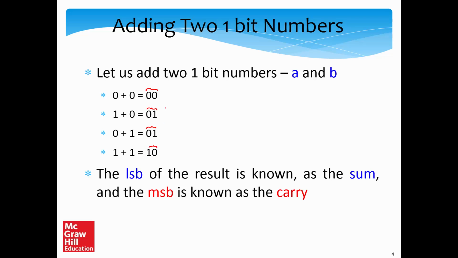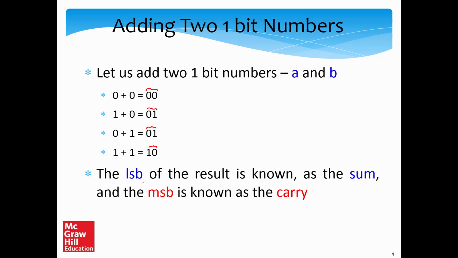So what we see is that for the first 3 results, 1 bit is sufficient. For the last result, we need 2 bits. So pretty much we can say that we add two 1-bit numbers. The final result can take 2 bits. So it's better if we allocate 2 bits.